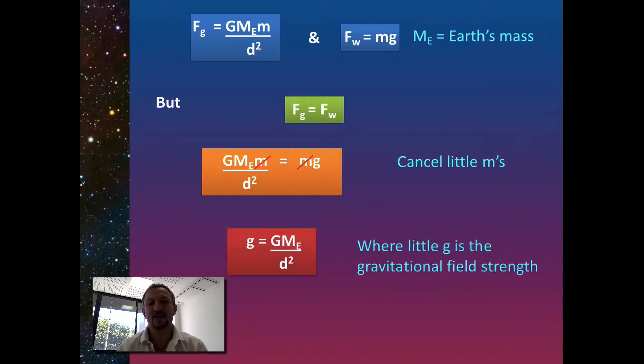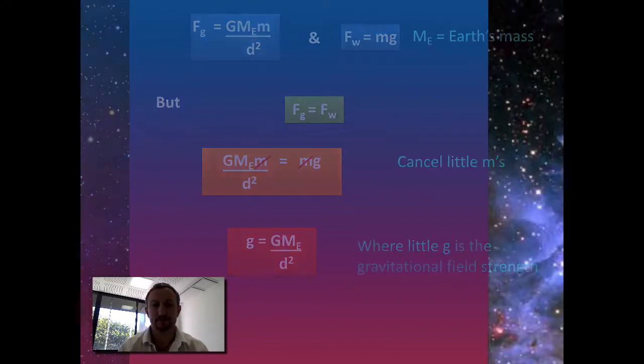So we get an equation which will allow us to work out gravitational field strength, G Me divided by d squared. And that's the calculation that we're going to utilize along with our critical velocity to determine what velocity we've got to give for a satellite which is put in space at a specific height above the Earth's surface. So let's have a look at a quick example.